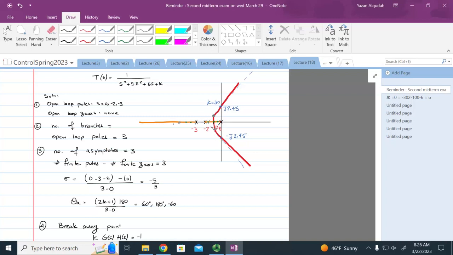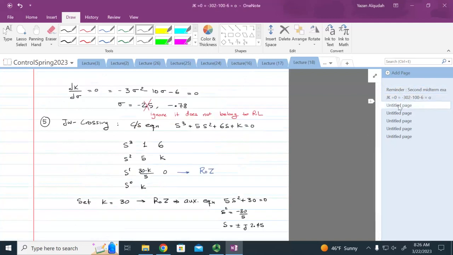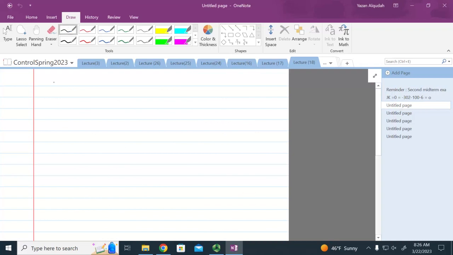Okay, let's do the last example we're going to do. We have a system that is given by G(s)H(s) equal to (s plus 3) divided by (s squared minus s minus 2). And therefore T(s) is equal to k multiplied by (s plus 3) over (s squared minus s minus 2 plus k multiplied by (s plus 3)). And I'll try to plot it, and then we'll do it together.